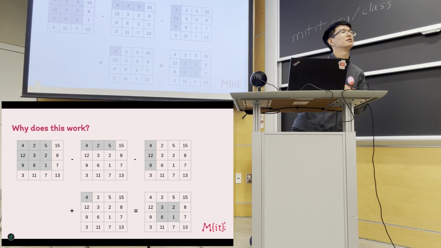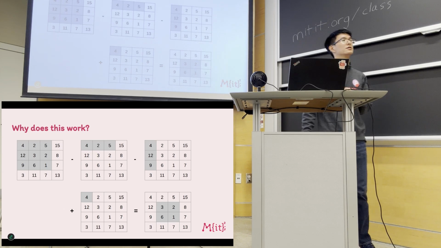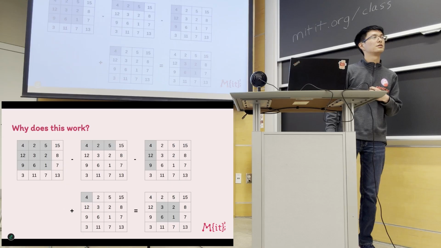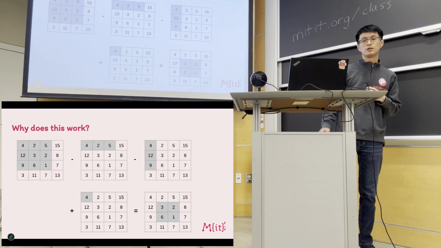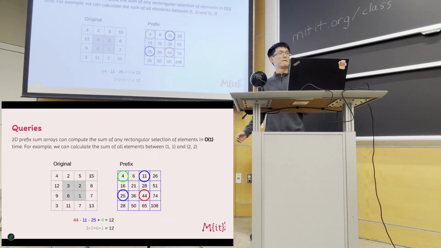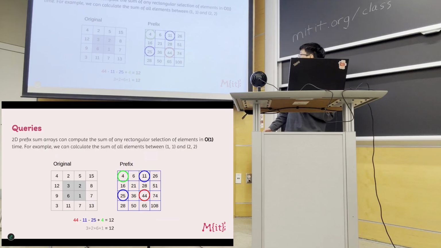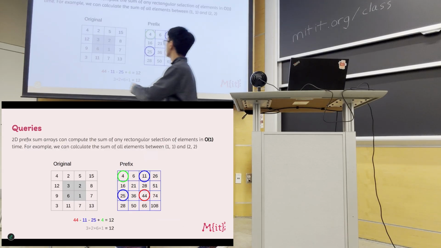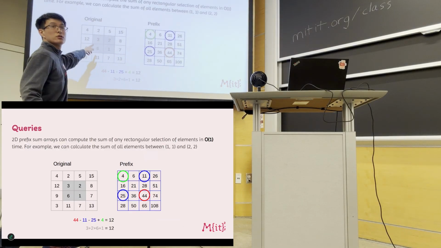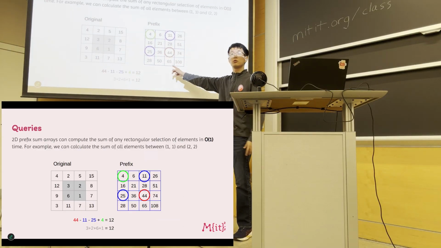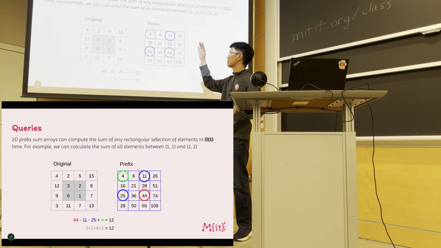Yeah. How do you always determine which elements to subtract? Oh, yeah. For example, if it was a 3 by 2 rectangle, we'd first start by querying the bottom right one. That includes everything.